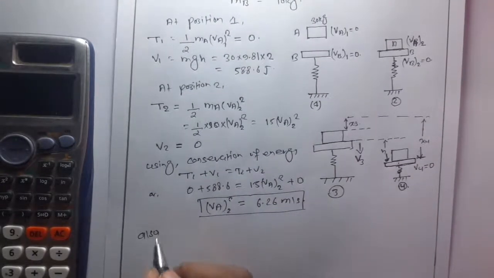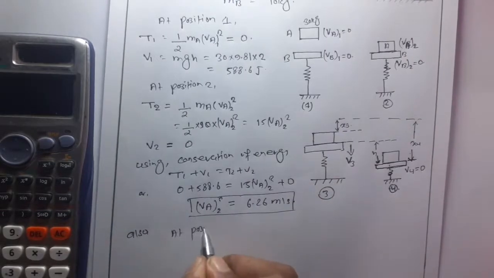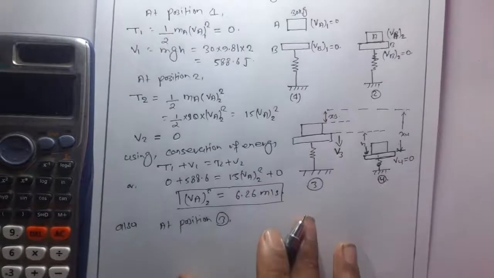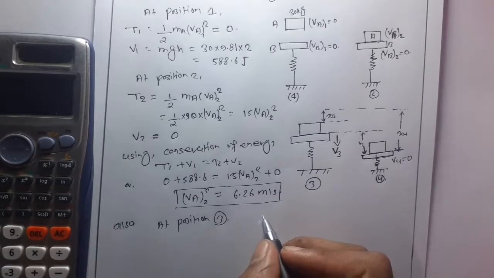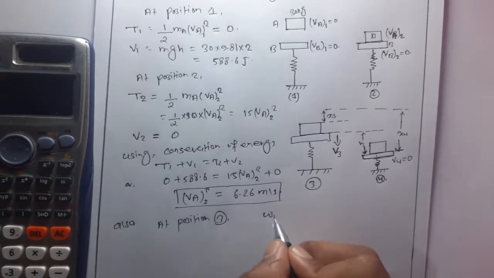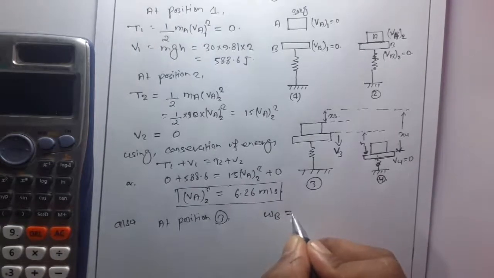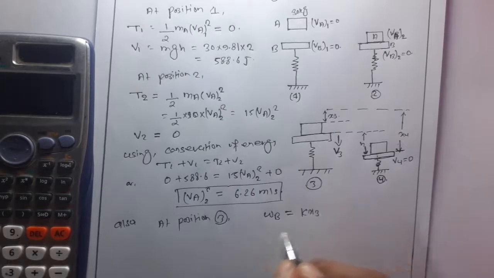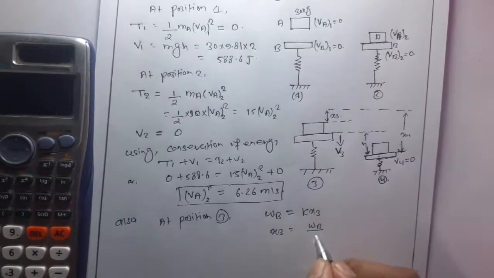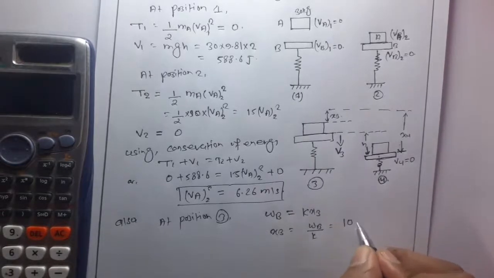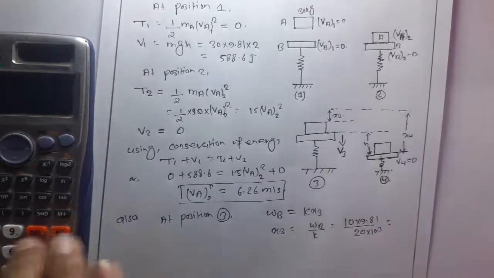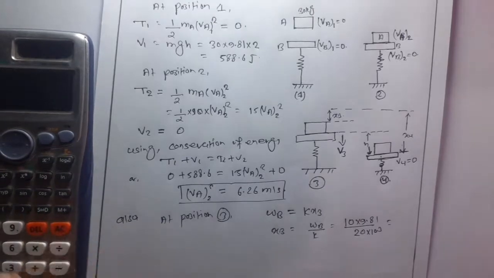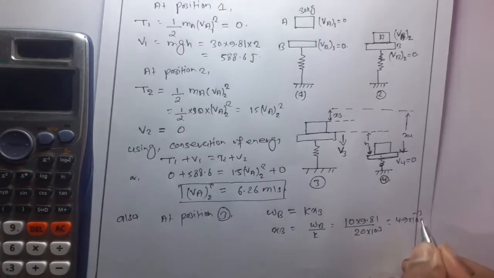Now also, at position 3, since the impact is perfectly plastic, the weight of B is equal to k x3, so x3 is equal to WB upon k, and WB is 10 into 9.81 upon k is 20 into 10 to the power 3. So this is going to be 98.1 divided by 20, so this is 4.9 into 10 to the power minus 3 meter.